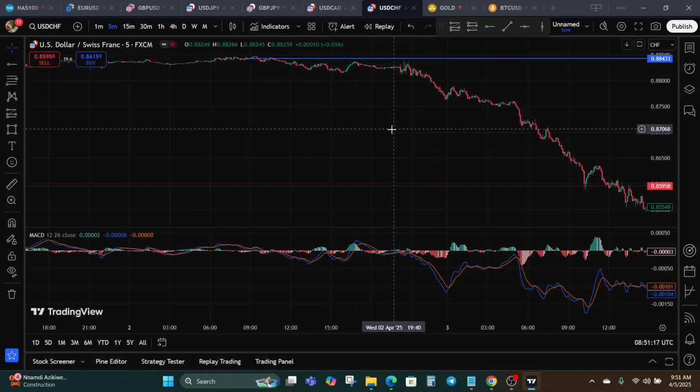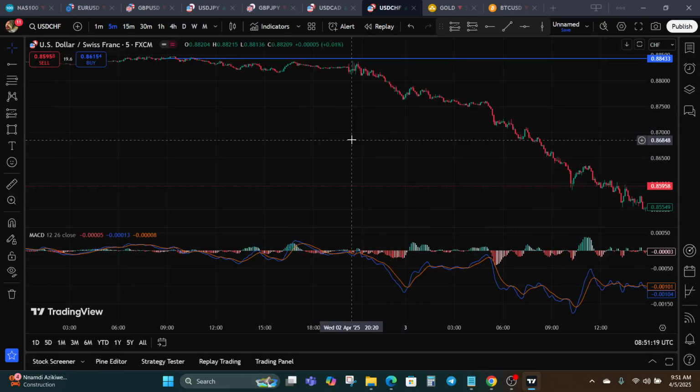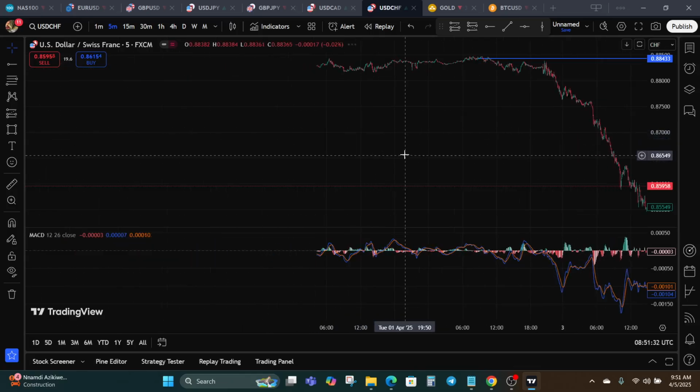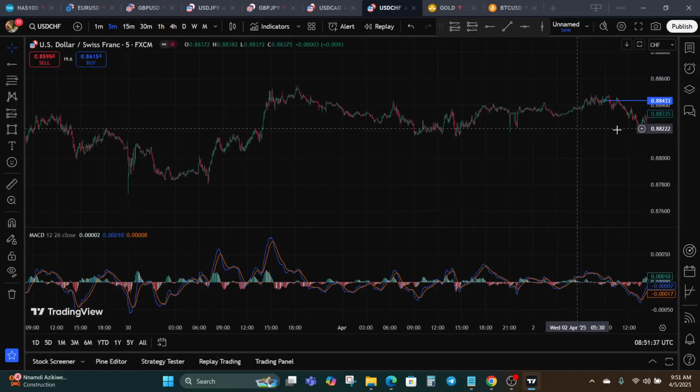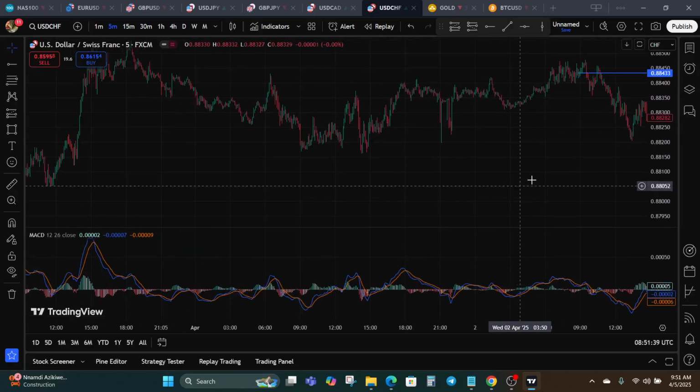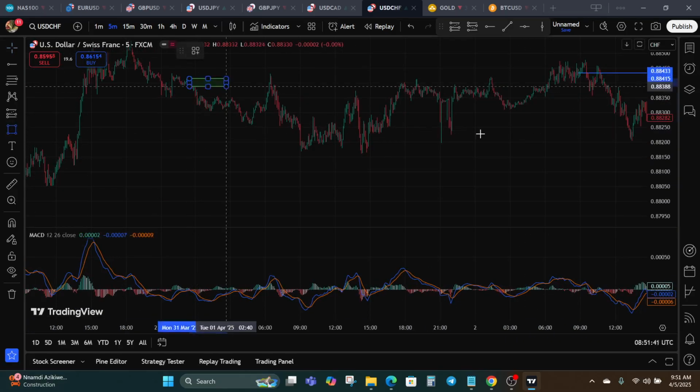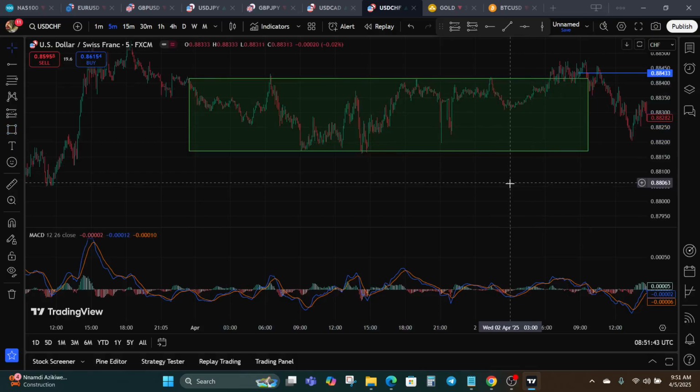Once you get your confirmations, you can then proceed to entering your trade, whether it's a buy setup or a sell setup. Avoid taking entries when price is ranging or the MACD is flat. If you notice that price is ranging, just avoid taking trades during such a period. For example, you can see how price was ranging around here. You can just stay out of the market. Or when you notice that MACD is flat, you can stay out of the market as well.